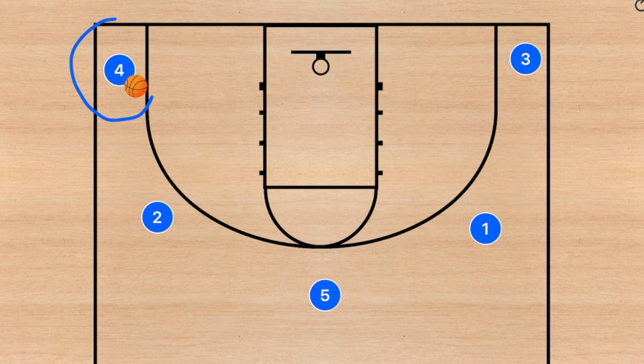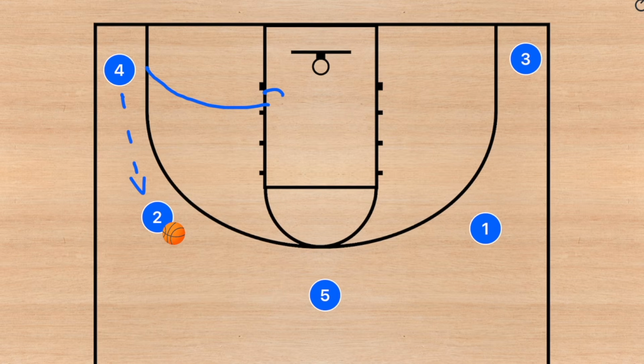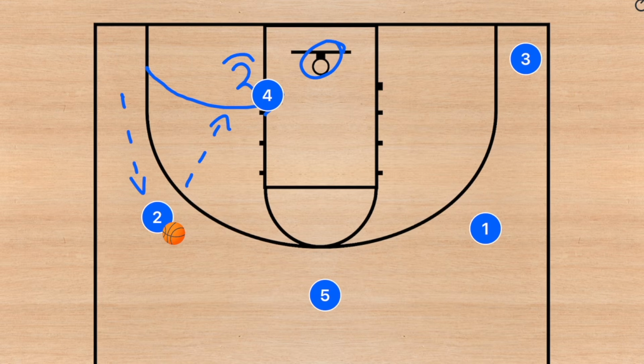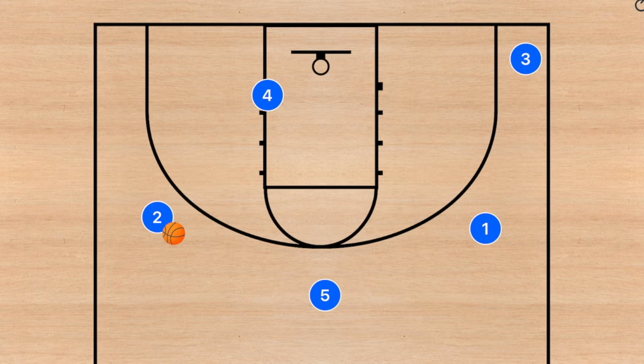This is where it gets a little bit more difficult, which is the corner. In the corner, on a pass and cut, player 4 will make that pass up to player 2. Player 4 will cut to the rim. If he's open, he can receive a pass back for the layup. If not, he can post up for, let's call it, 2 seconds. If he is not open, he has 2 different options depending on what type of play you want to run.